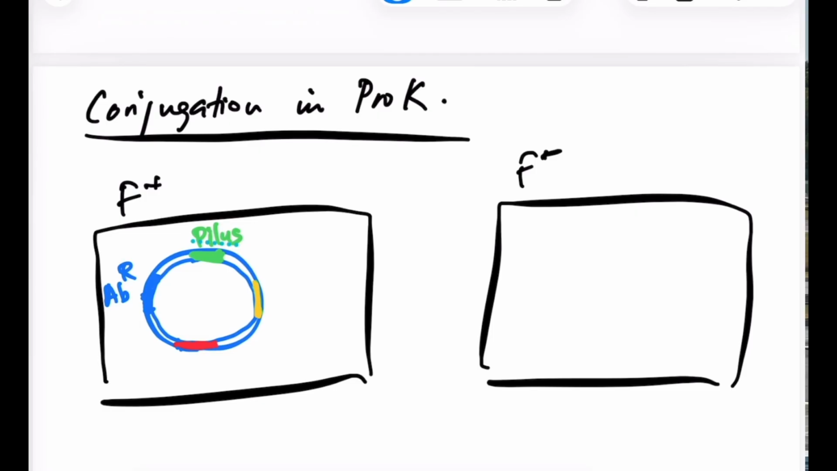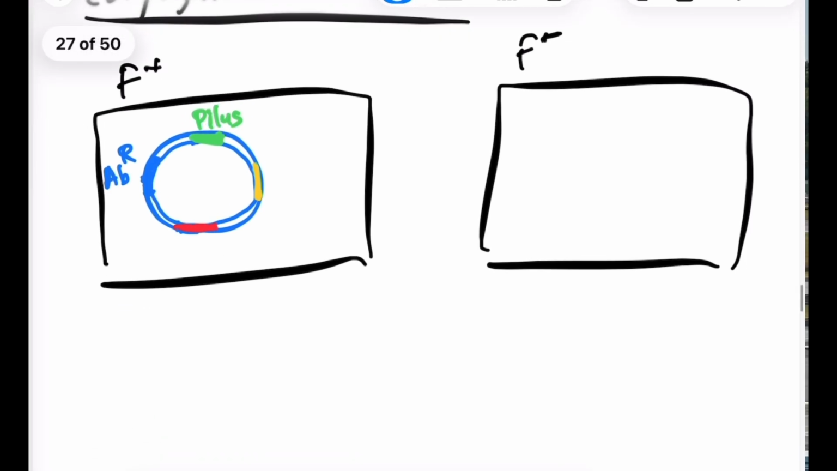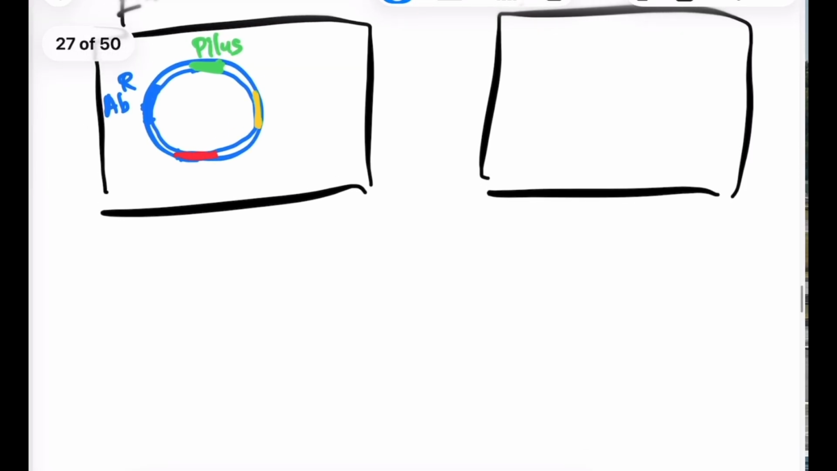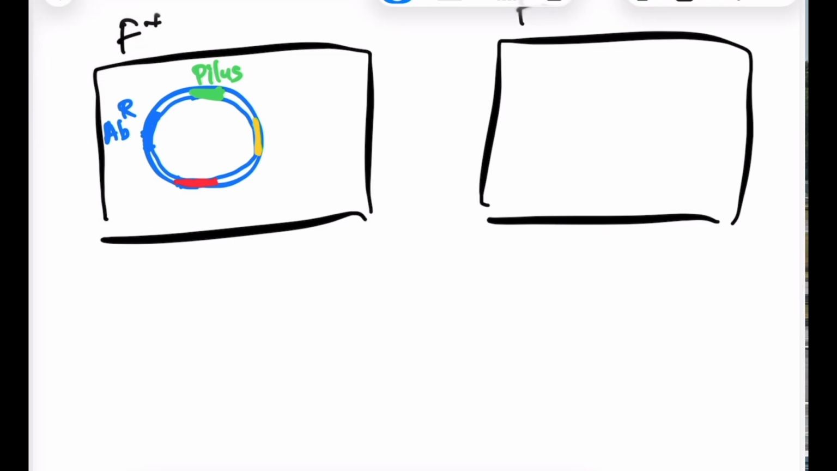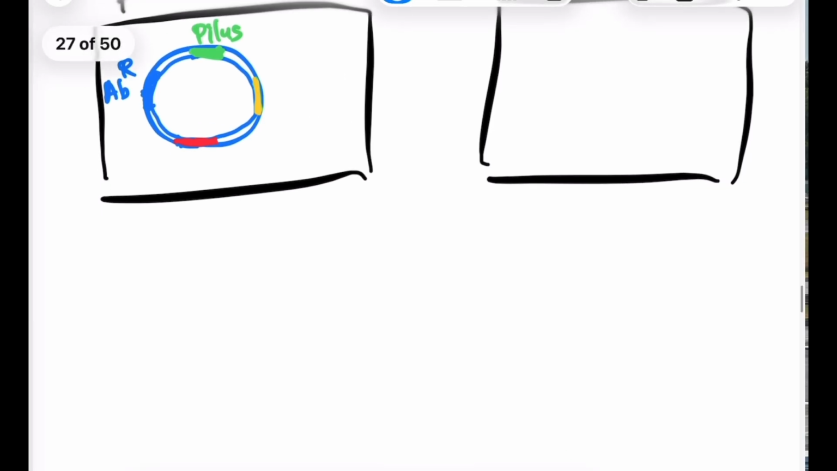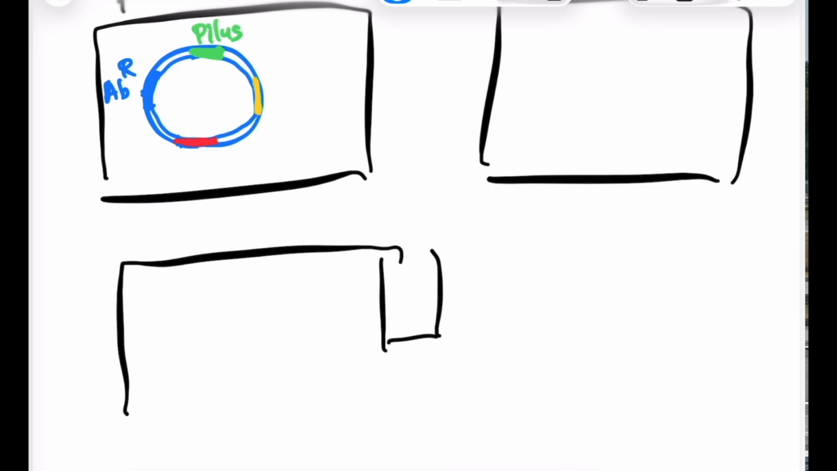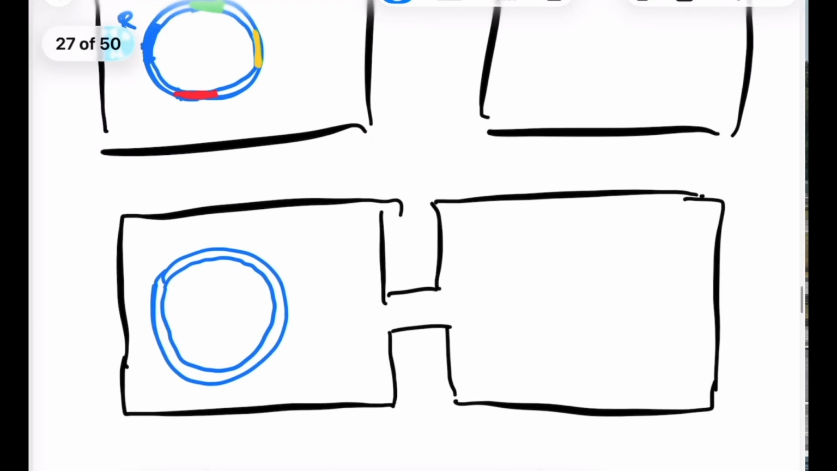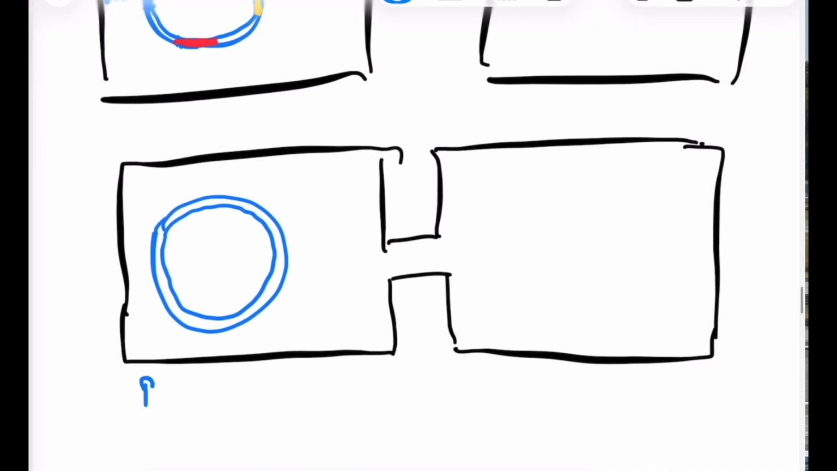So the F plus actually forms the bridge, the cytoplasmic bridge. First is the pilus, pull the F minus over until they're very, very close, and then they form the cytoplasmic bridge. Okay, so this is what you will get. Plasmid is a circular DNA, so they will never break. So there will be two circles.